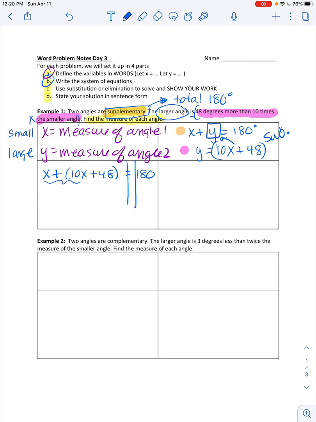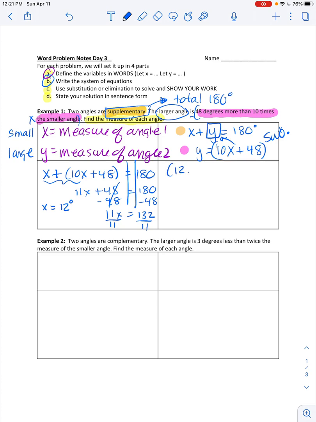Solving that, putting these two together, I'll have 11x plus 48. To get rid of the 48, I'm going to subtract that. So now I have 11x equals 180 minus 48, which leaves me with 132. To get that 11 out, I need to divide the 132 by 11. So I'm finding that angle X, the measure for the first angle, is going to be 12, keeping in mind that they're angles, so I'm going to call it 12 degrees.